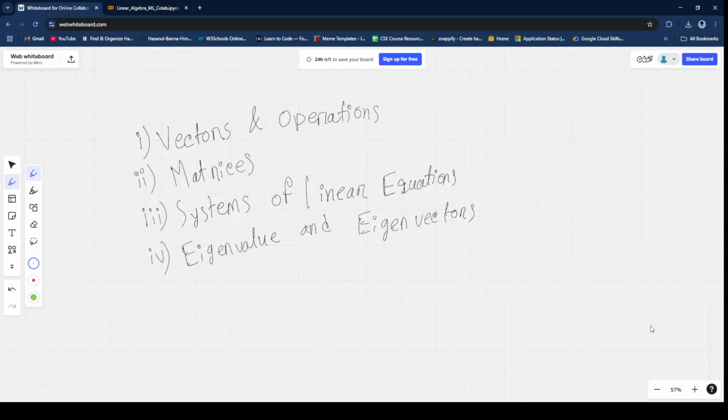So, in today's video, we will be covering a few concepts. We will be covering vectors and operations, matrices, systems of linear equations, and finally we will conclude our video with eigenvalues and eigenvectors. And also, my mistake, we will also work on some code by seeing how these things work in real life.